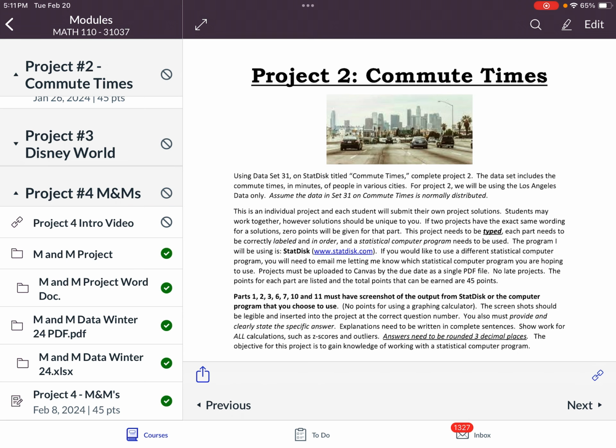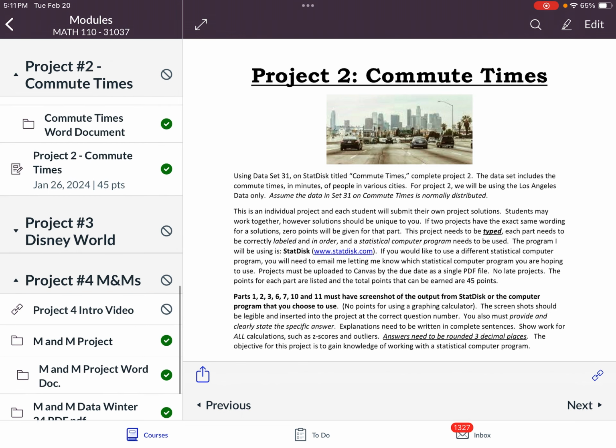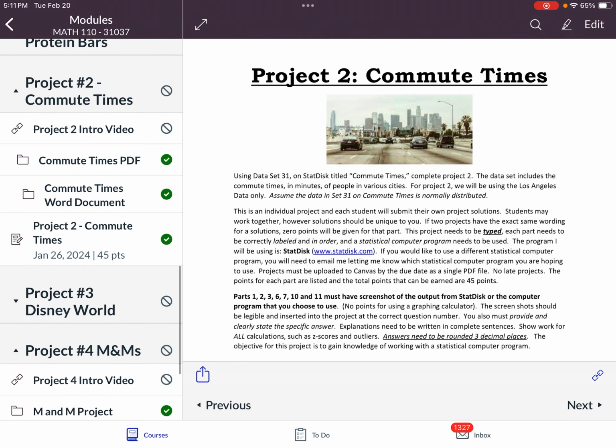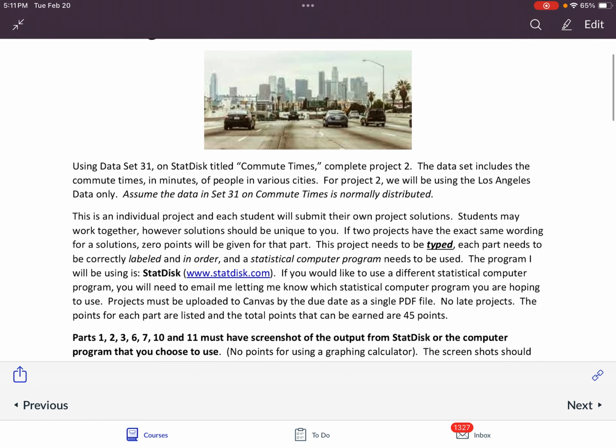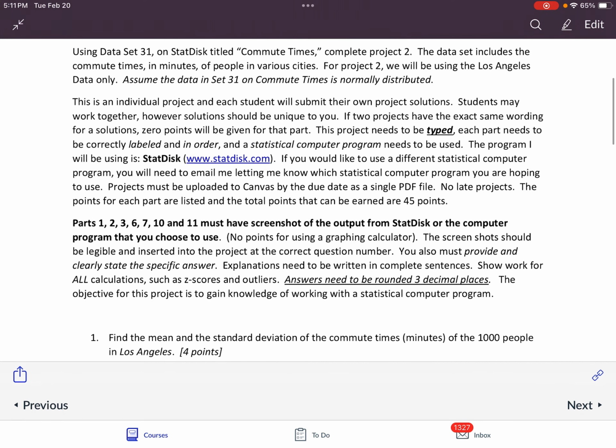So right now I am on a tablet and I am in our Canvas course, looking at Project 2. This is a folder that we have in our modules. Opening that up, I do have an intro video, which is this video, posted there. You can rewatch it as many times as you want. I also uploaded the project as a PDF as well as a Word document, and then also a place to turn that in. So Project 2 is on commute times.